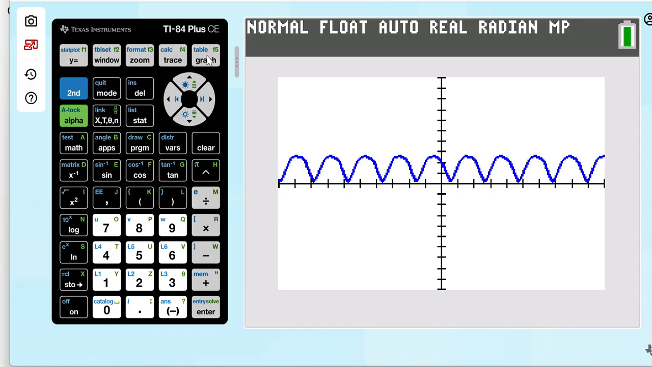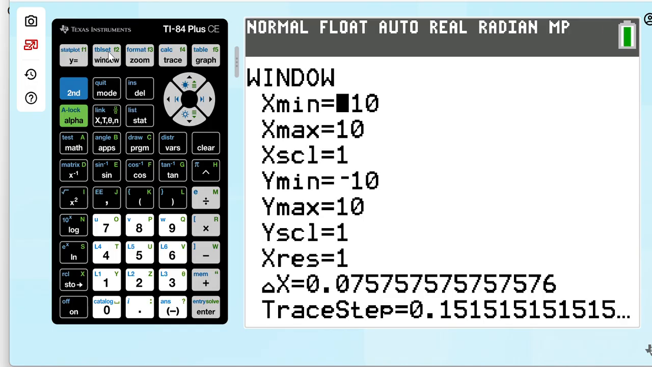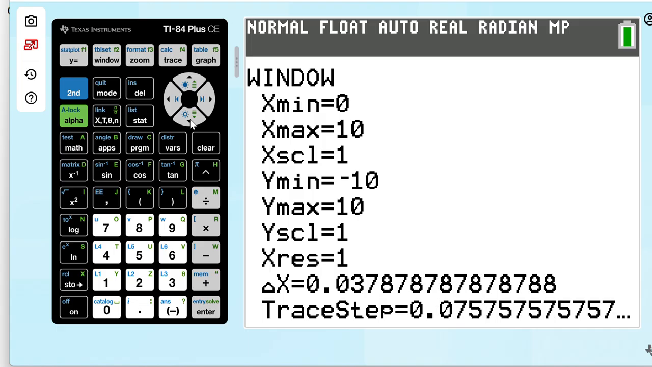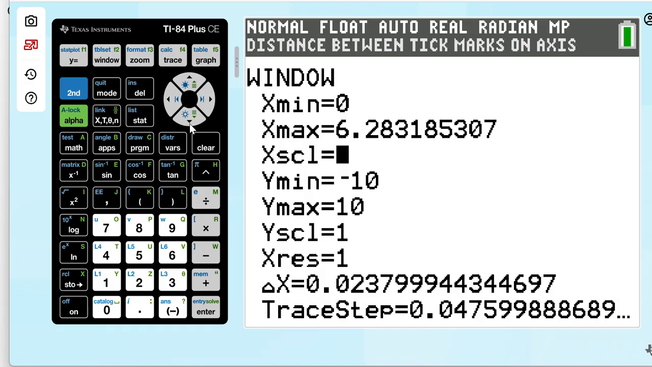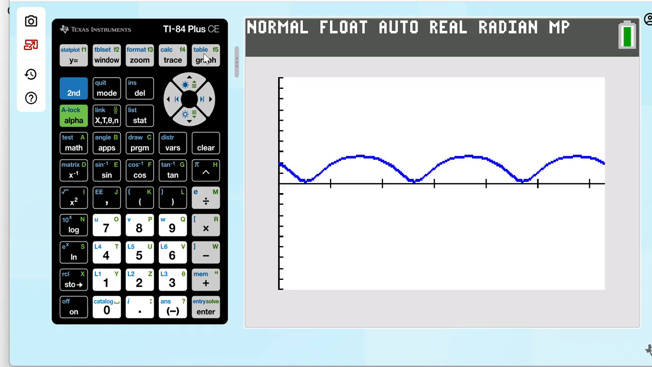So I want to change my window settings so that all I'm looking at is the section from 0 to 2 pi. So I hit window, and I change my x minimum to 0 and my x maximum to 2 pi. Right? And now when I hit graph, it's only going to show me the portion between 0 and 2 pi.